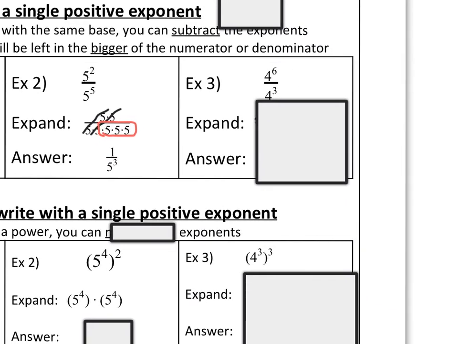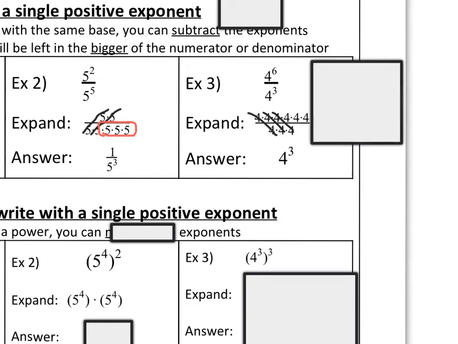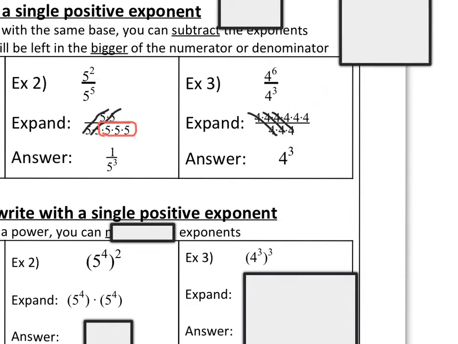Okay, you try this last one. 4 to the 6th divided by 4 to the third. Expand and give your final answer. Let's see how you did. If you expanded that, you should have had 6 4s in the numerator, 3 4s in the denominator. 3 of the 4s are going to cancel out. 1, 2, 3. Those all divide out to give us 1s, leaving us with 4 to the third in the numerator. We don't need the fraction because there's a bigger exponent in the numerator than the denominator.